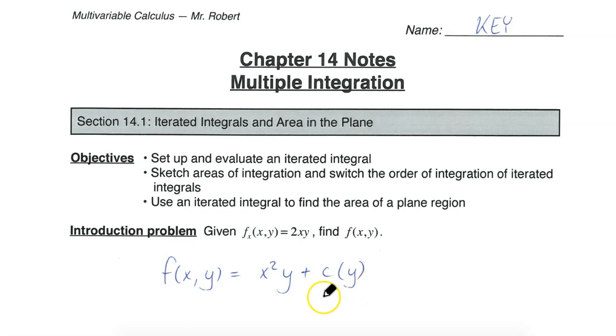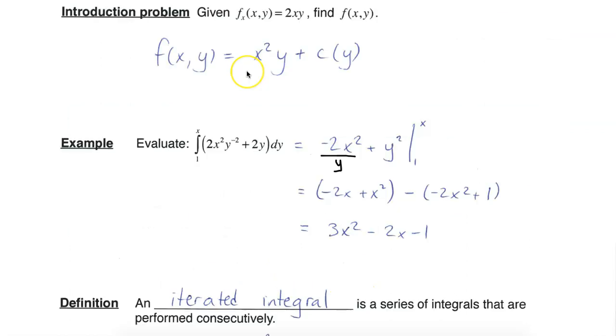Any function of y, which we write c of y to point out the fact that it looks like a constant. It's a constant in terms of x, but not in terms of y, is also possible.